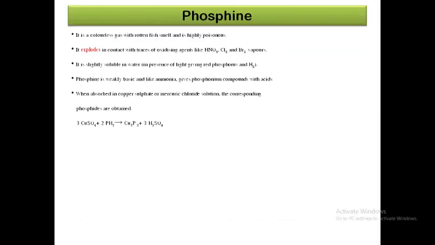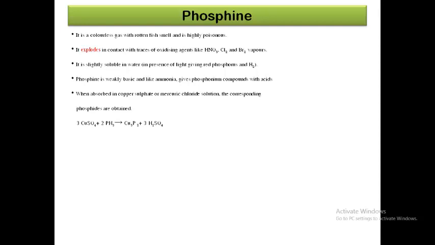The very important compound of phosphorus is phosphine. Phosphine is a colorless poisonous gas with rotten fish smell. It explodes in contact with traces of oxidizing agents like nitric acid, chlorine and bromine vapors. It is slightly soluble in water. In the presence of light, it gives red phosphorus and hydrogen.